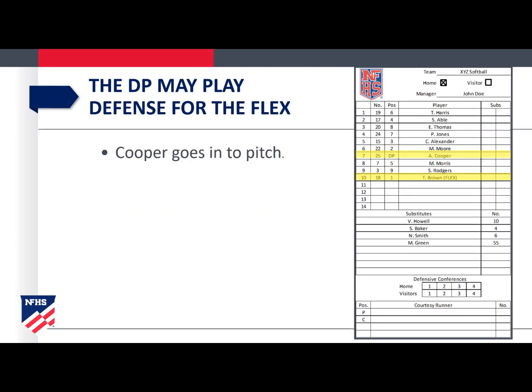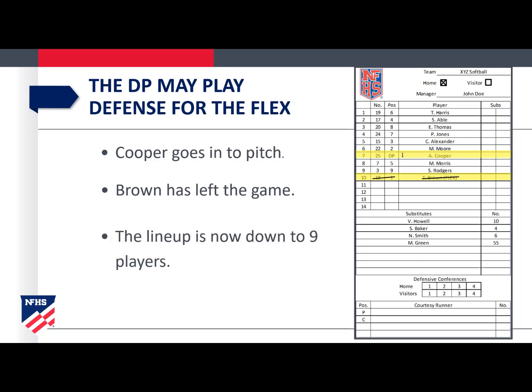Okay, how about when the DP plays defense for the flex? Cooper, our DP in the seventh spot, is going to go in to pitch. Brown, who was pitching but was also the flex, has left the game. The lineup is now down to 9 players. Brown may re-enter once.